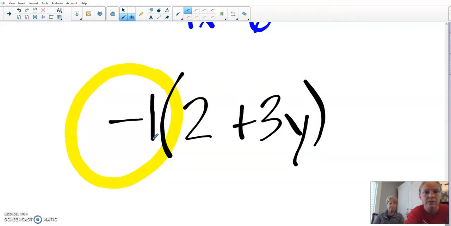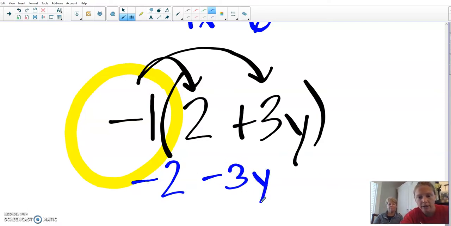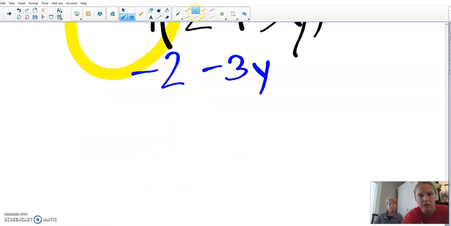So, Mom, what is the first thing we draw? Arrows. Oh, let me change my color. Okay, what is 1 times 2? 2. But there's a negative. Negative 2, good. And then we've got 1 times 3. Negative 3y. All right, and then I'm definitely going to flip these and put that out front.